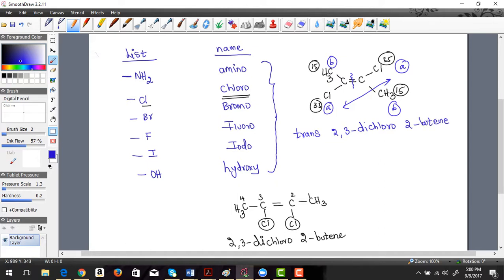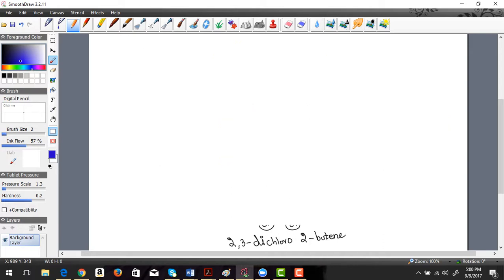Okay, now let me give you a different compound. You've got to still keep that list in mind. This time you have to tell me whether it's cis and trans or Z and E, and then you go figure out the Z and E or cis and trans, and then you also name the compound, put them all together.